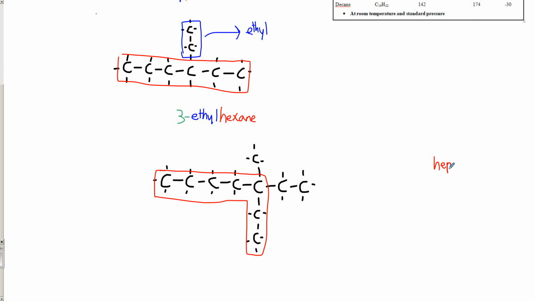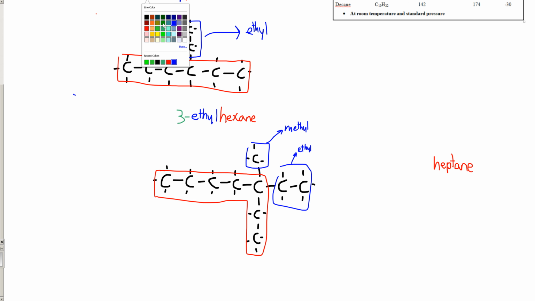And now we have to look at some branches. Remember, this is a methyl group, and this guy is an ethyl group. They both live on, let's see, looks like carbon 3 to me: 1, 2, 3. So these guys both live on carbon 3, which means this is a 3-methyl, and this is a 3-ethyl.